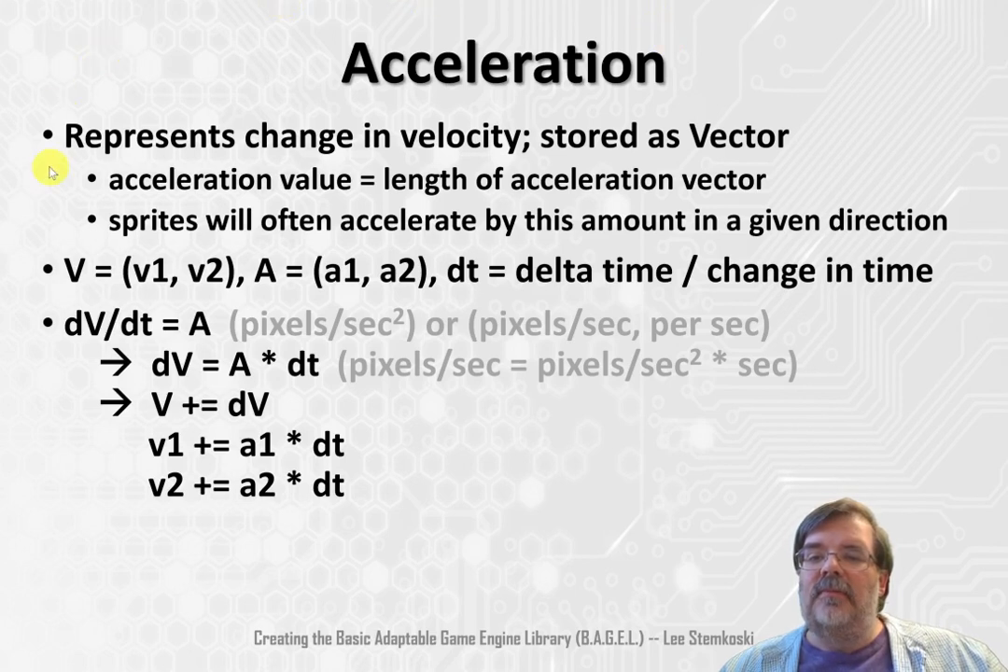Now in this case, the length of the acceleration vector, I'm not sure if that has a standard name. We'll just call that the acceleration value. And often when we move sprites around the screen, we'll accelerate by whatever this value is, by this amount in a given direction. So in our physics class, which we'll create later on, we'll store a base acceleration value, and then we'll accelerate in the direction of an arrow key by that amount.